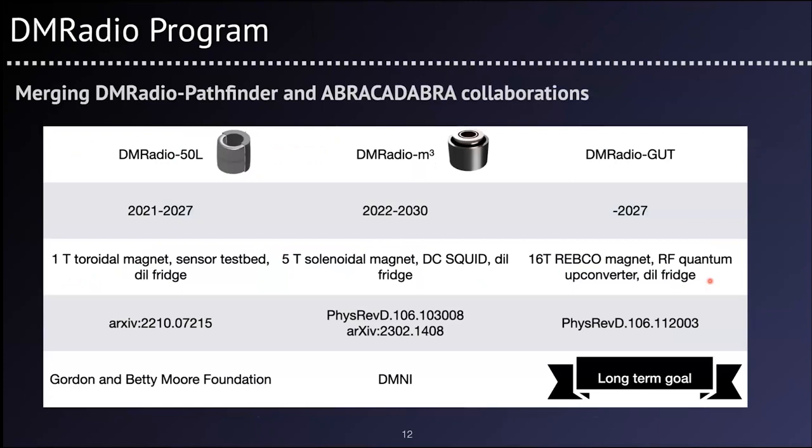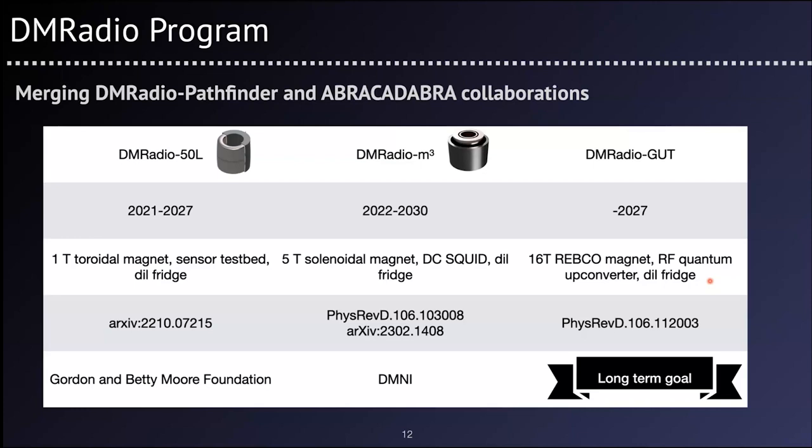Now, I mentioned before that DM Radio is not referring to a particular experiment. It's actually referring to an entire suite of experiments and a collaboration that is working to realize that whole suite of experiments. DM Radio came about through the merging of two groups. So there is DM Radio Pathfinder, which performed a hidden photon search, and then the Abracadabra experiment, which was a broadband axion search. And so these groups merged together recently, and we have outlined our future experimental goals, which are shown here.